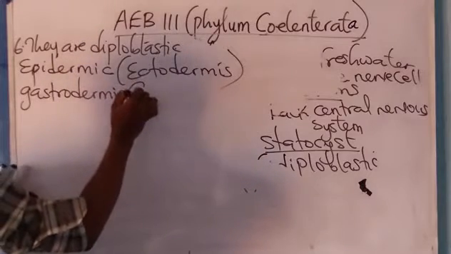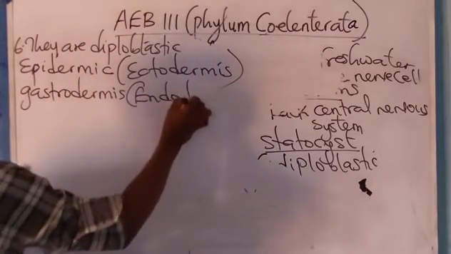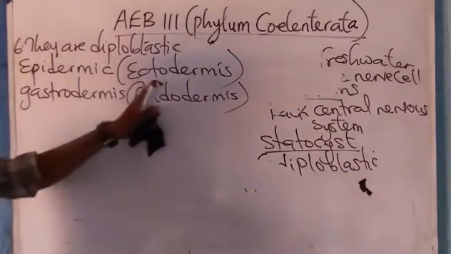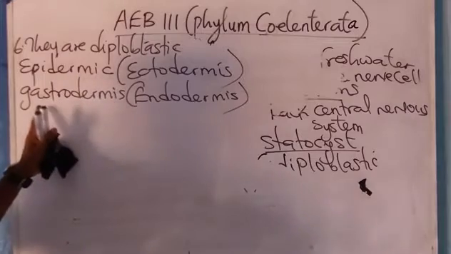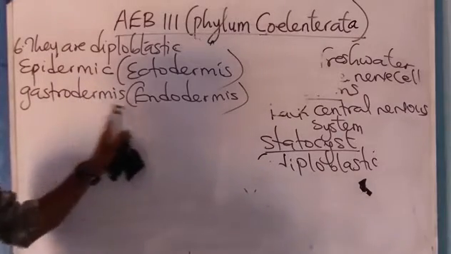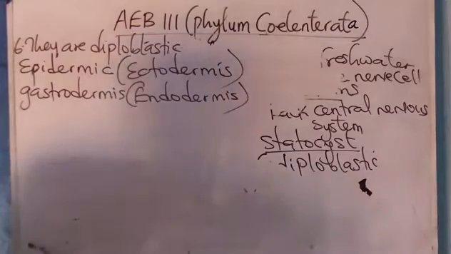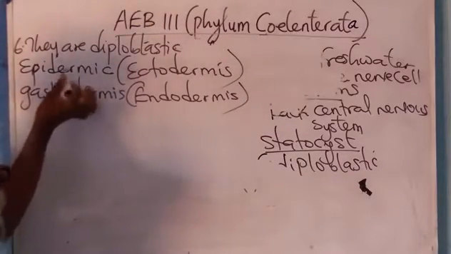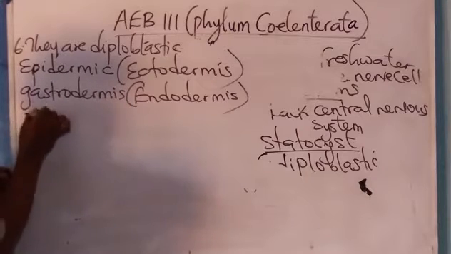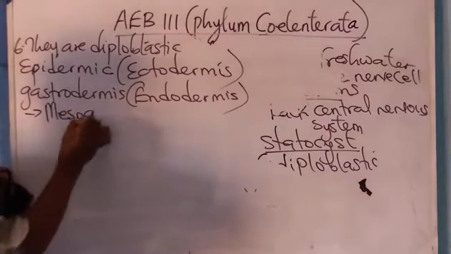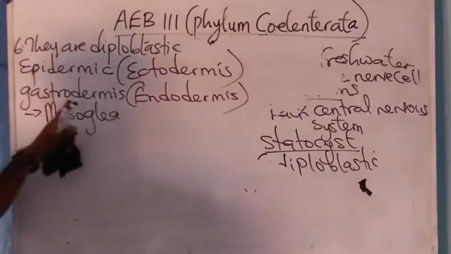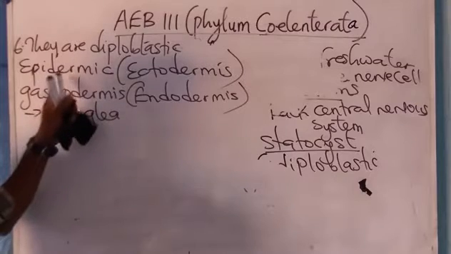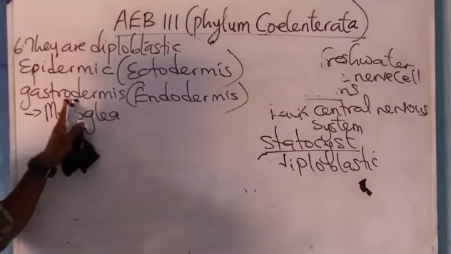We call it the endodermis. The outer layer is called the ectodermis, that is the epidermis, while the inner layer is called gastrodermis, called endodermis. Take note of that. Between these two layers lies the mesoglea, which means that the mesoglea separates the epidermis from the gastrodermis.